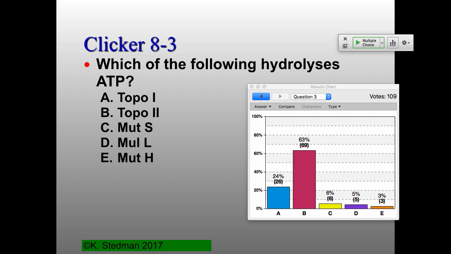Okay, Topo 1 versus Topo 2, Mut-S, Mut-L, Mut-H. Okay, so no one likes the mutes, which is good because they're associating with the mismatch. They're finding the right place. In some cases, they're actually cleaving the backbone. That's a hydrolysis reaction.